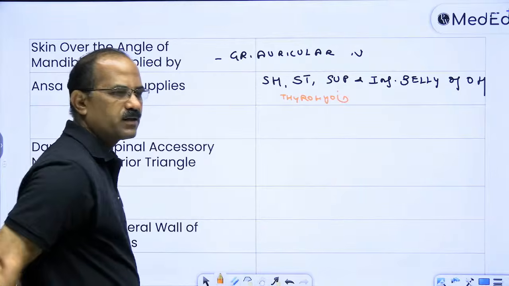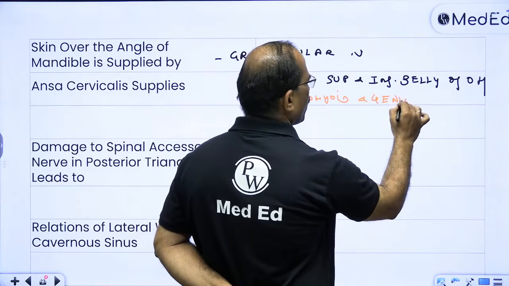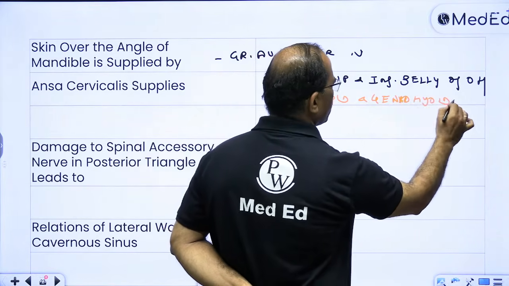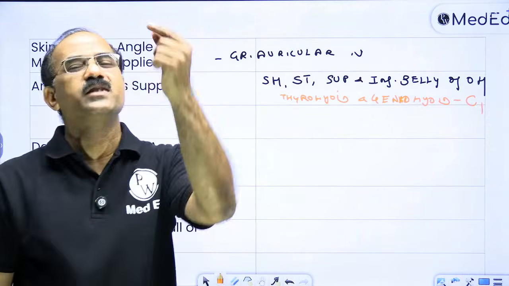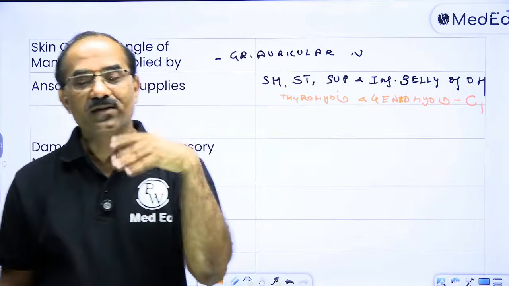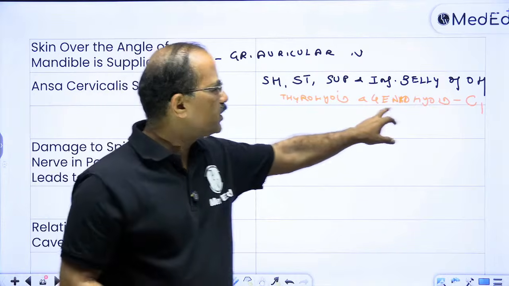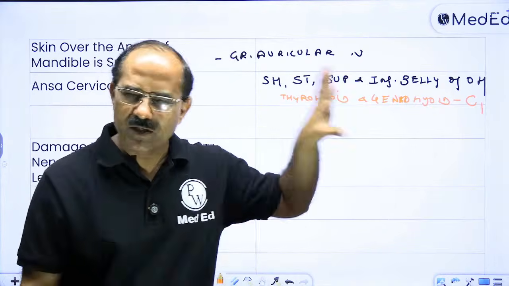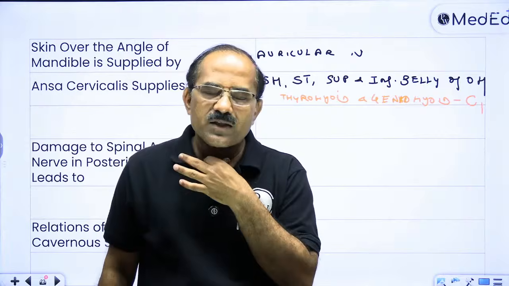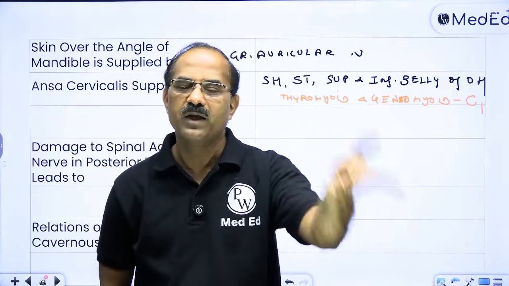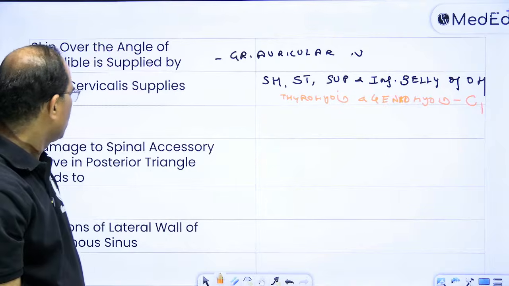Thyrohyoid is not supplied by ansa cervicalis, and thyrohyoid and geniohyoid are supplied by C1. I have written geniohyoid along with it. That is supplied by whom? C1. Otherwise all are strap muscles. Geniohyoid is not a strap muscle, but it is supplied by C1. All strap muscles are supplied by ansa cervicalis except thyrohyoid, which is supplied by C1. Which other muscle is supplied by C1? Geniohyoid. Remember that. Fine.